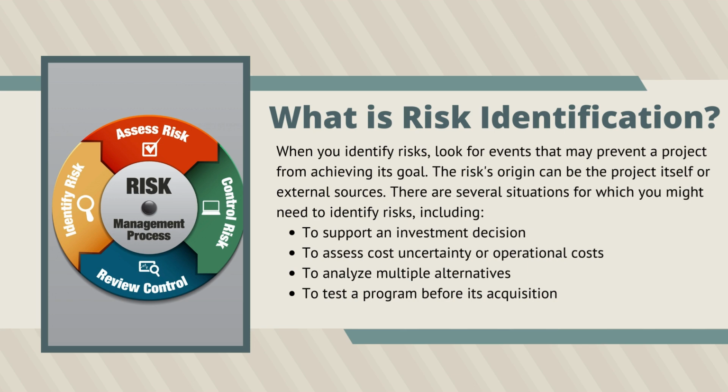So we continue. When you identify risk, look for events that may prevent a project from achieving its goal. The risk origin can be the project itself or external sources. There are several situations for which you might need to identify risk, including: the first one is to support an investment decision, to assess cost uncertainty or operational cost, to analyze multiple alternatives, and the last one, to test a program before its acquisition.